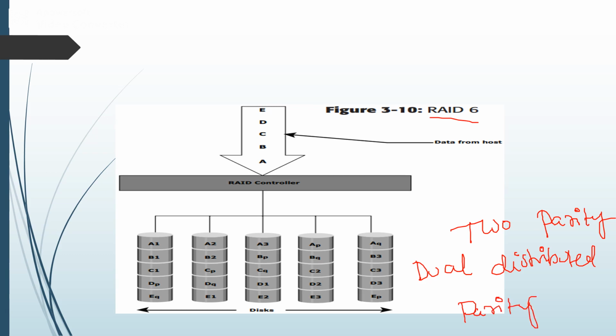For example, if I have disk A, I'll compute one parity AP. The same I'll copy to one more parity, that is AQ. Similarly for disk B, I'll compute BP and BQ, and CP and CQ and so on.